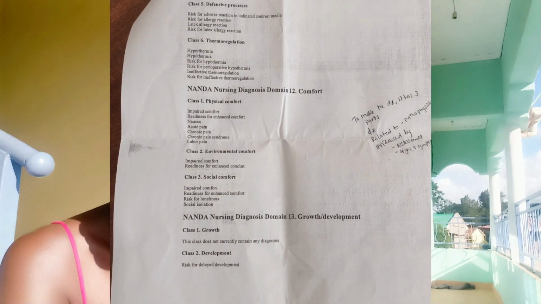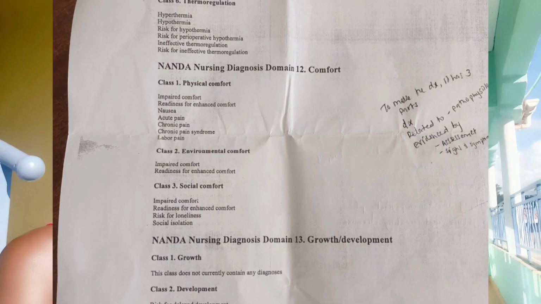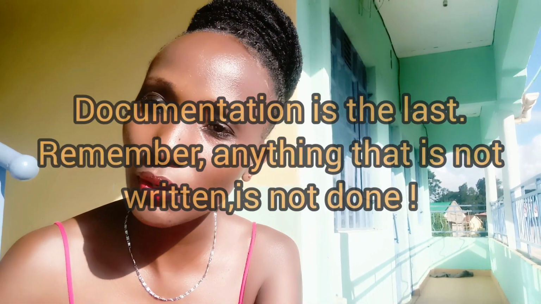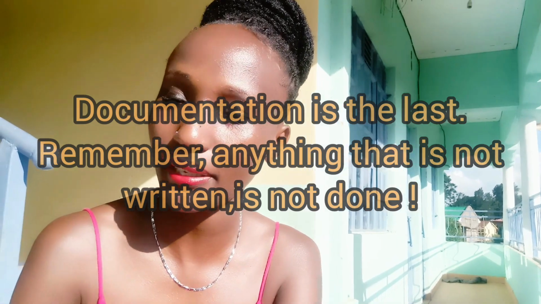If it was met, then I say goal fully met. Okay? If the goal was not met, I say goal not met. Maybe probably it was partially met. Or the goal is still ongoing. Okay? Like we are still working on this goal. They continue reassessing this patient until that goal is completely met.